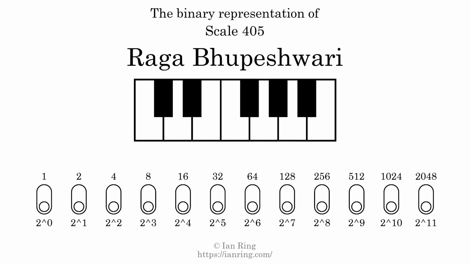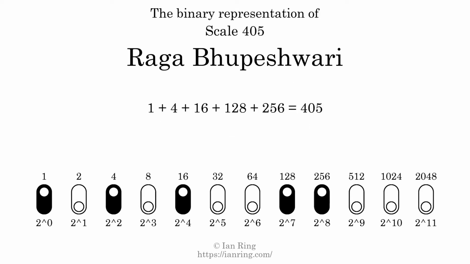The binary representation of this scale is determined by mapping tones of the scale to binary digits. Each binary digit represents a power of 2. To get the scale number, we add the powers of 2 together. The powers of 2 that are present in the scale, all added together, equals 405. That is why the scale number, in decimal, is 405.